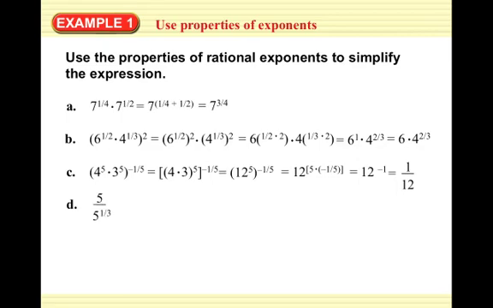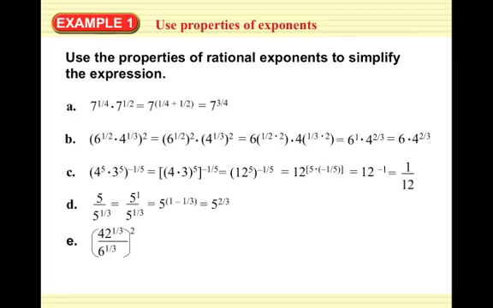All right, we've got 5 divided by 5 to the 1/3. Now remember, 5 is also 5 to the first power. And so from here we can subtract our exponents. So we have 5 to the power of 1 minus 1/3. So that's 5 to the 2/3, and that's simplified.